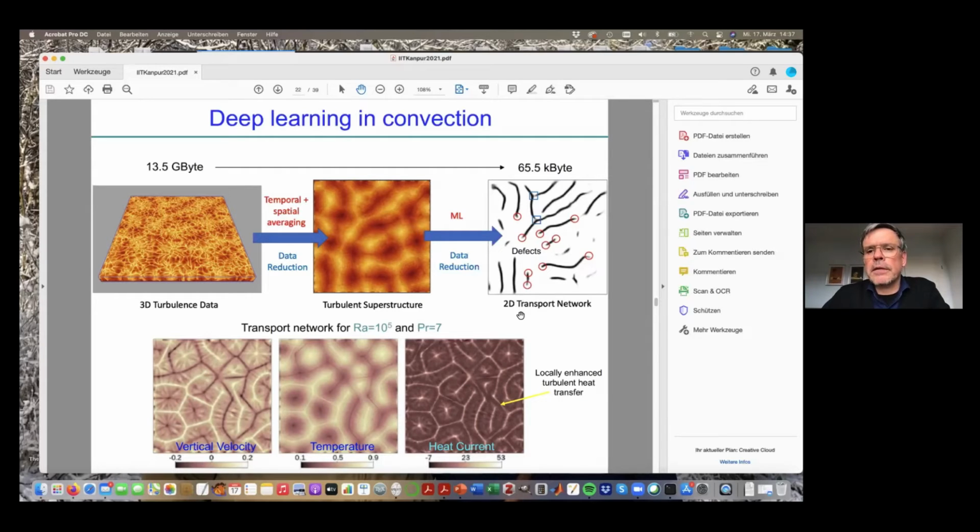And we are actually currently collaborating with a colleague in Barcelona who is interested to apply these kind of techniques also in atmospheric boundary layers. So dry convection with flux-driven convection.